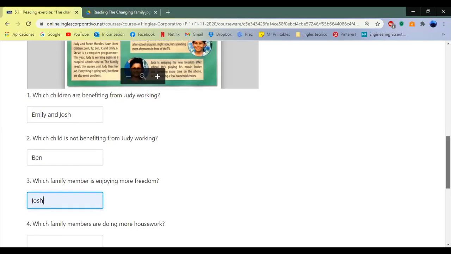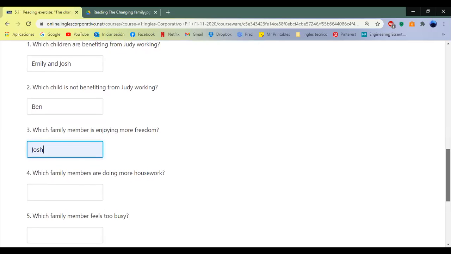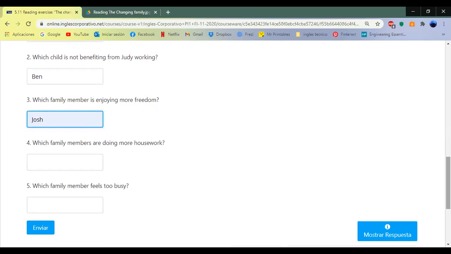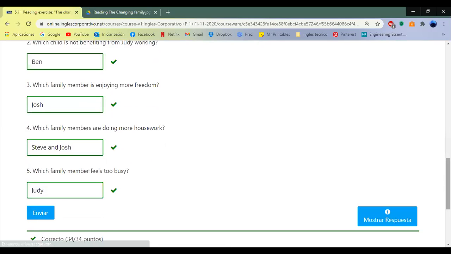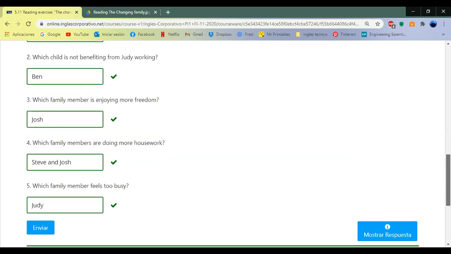Okay, which family members are doing more housework? Steve and Josh. Okay, and which family member feels too busy? Judy. Okay, excellent. Perfect.